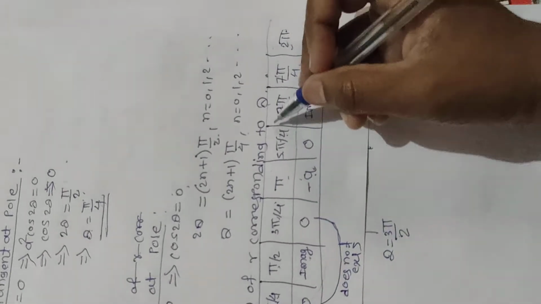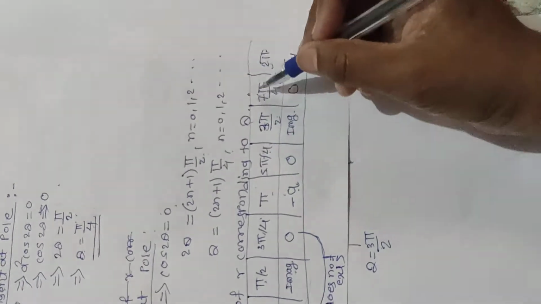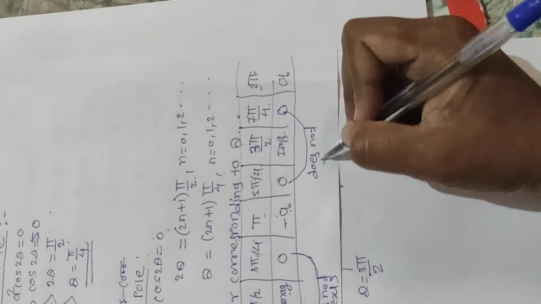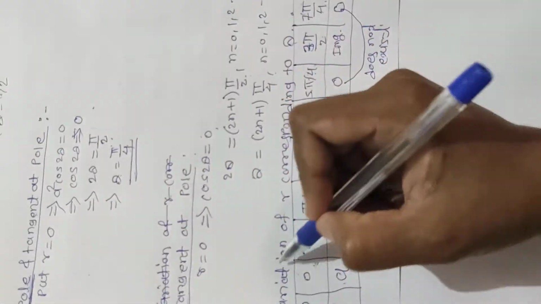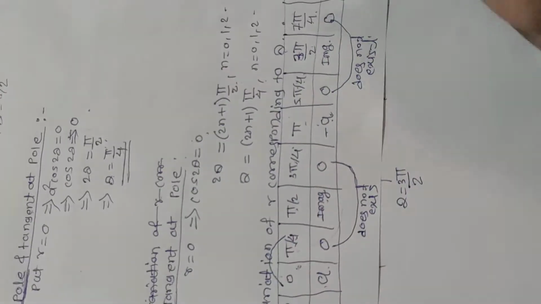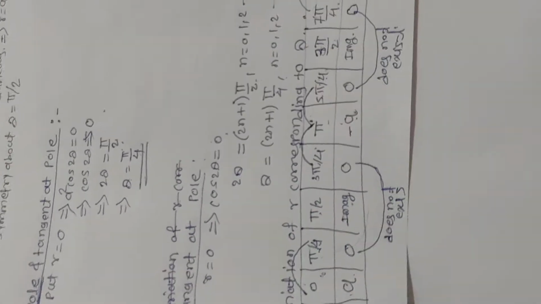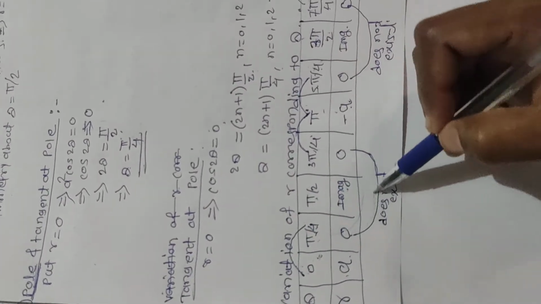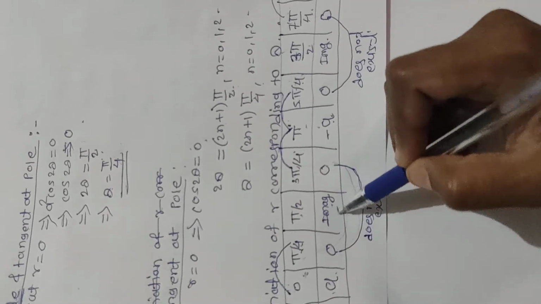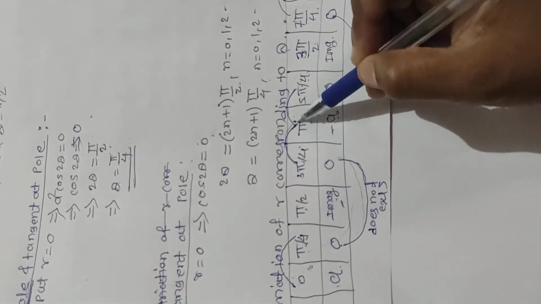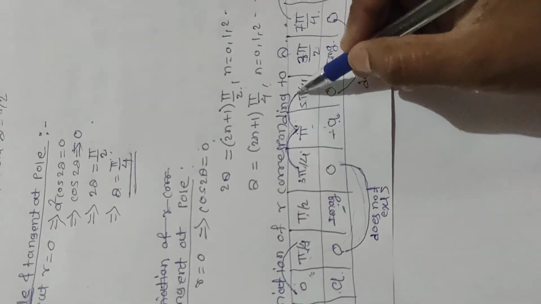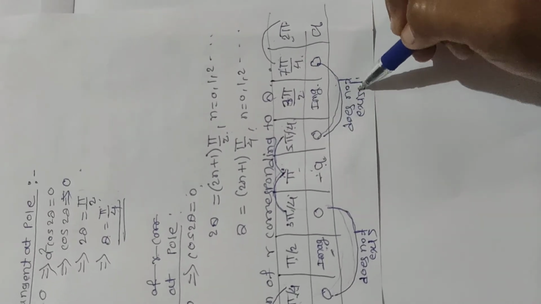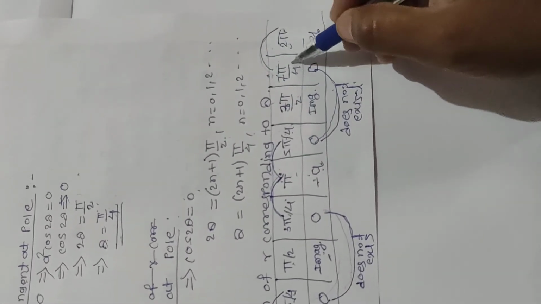After that, same for here. Theta from 5 pi by 4 to 7 pi by 4: here again the curve does not exist, because again we get the imaginary part. That means at 0 to pi by 4 the curve exists, but pi by 4 to 3 pi by 4 the curve does not exist because of the imaginary part. After that, 3 pi by 4 to pi the curve exists, pi to 5 pi by 4 the curve exists, but 5 pi by 4 to 7 pi by 4 again the curve does not exist, and 7 pi by 4 to 2 pi the curve also exists.